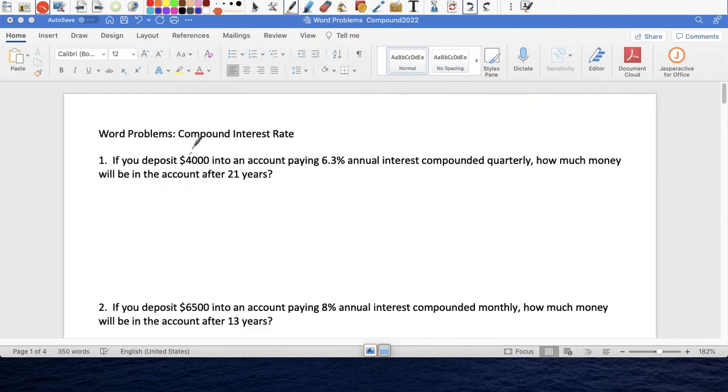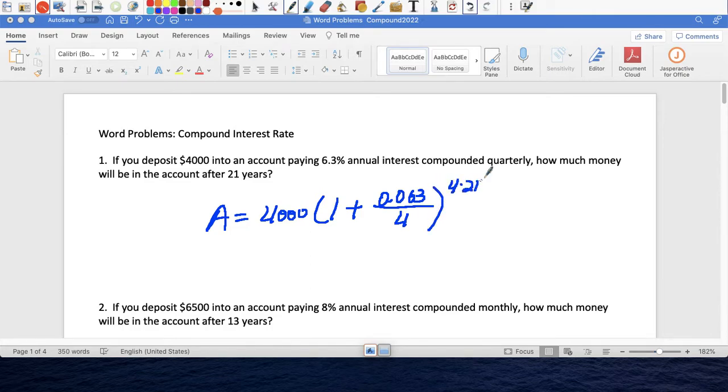Let's say you deposit $4,000 at 6.3% annually, not annually, quarterly, so every 3 months. How much money is in the account after 21 years? Well, we're putting 4,000 down. 1 plus 0.063 divided by compounded quarterly, so that's 4 times a year. And this is 4 times 21, which I'm going to change to 84 right away. Okay, so this is what we're working for.